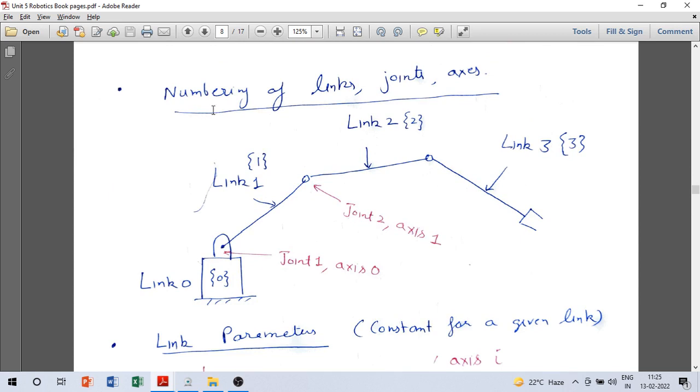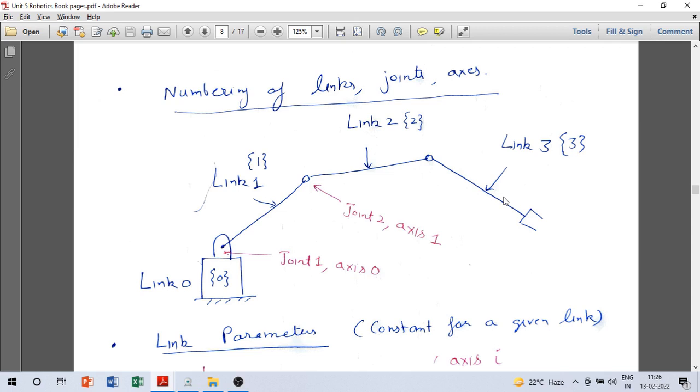Now let us talk about numbering of links, joints and axes. Here we have a robotic manipulator, and links are numbered starting from 0, not from 1. Those are labeled as link 0, link 1, link 2, link 3, and so on. Corresponding to each link there will be a coordinate frame. So 0 written within the curly bracket means this is frame 0, frame 1 is attached to link 1, frame 2, frame 3, and so on. Those are the links and frames.